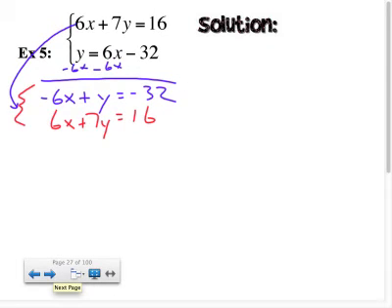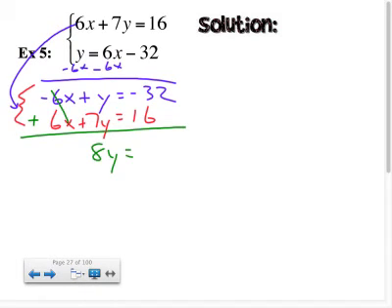So I see 6x and negative 6x. So to get those to cancel, I just have to add. So negative 6x plus 6x is 0. y plus 7y is 8y, and negative 32 plus 16 is negative 16. Divide both sides by 8, y equals negative 2.